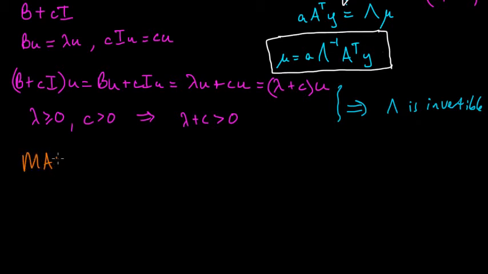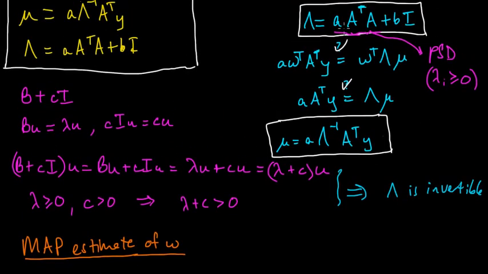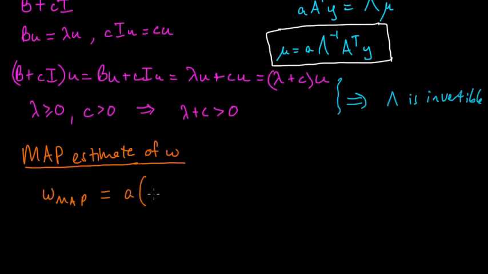So that shows us that the MAP estimate of W, W_MAP, is mu. It's just this mu right here. So let's write out what that is. It's A times lambda inverse, and let's plug in what lambda inverse is. Lambda inverse is little a times (A transpose A plus BI) inverse, times A transpose Y.